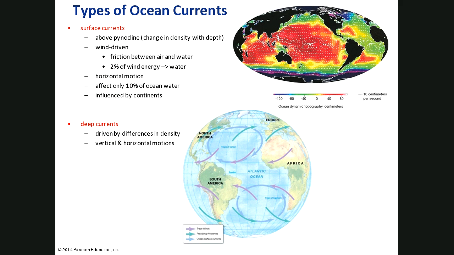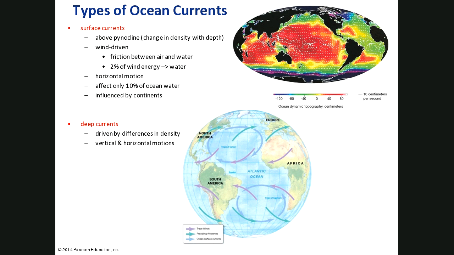The first 100, 200 meters, I said 1,000 meters, but that would be kind of the end of the cline. Above that is the stuff that's driven by the wind. The wind doesn't drive the really deep currents. There's something that drives them, we'll talk about that. But the wind blowing over the water causes friction and pushes it. It's not very efficient, though.